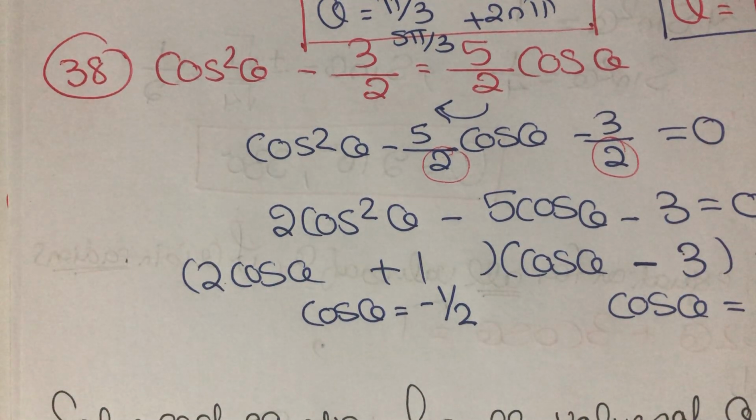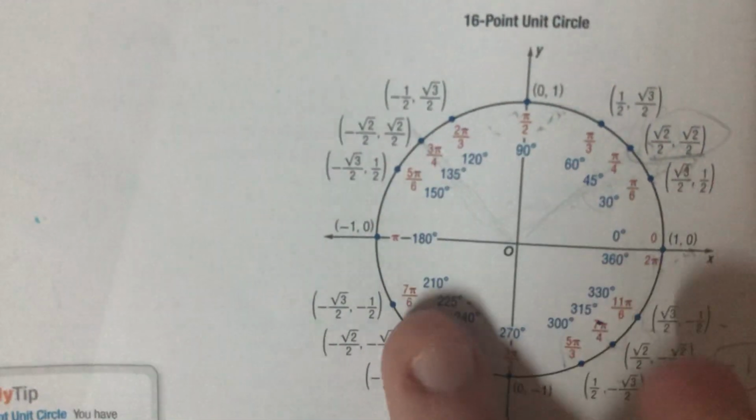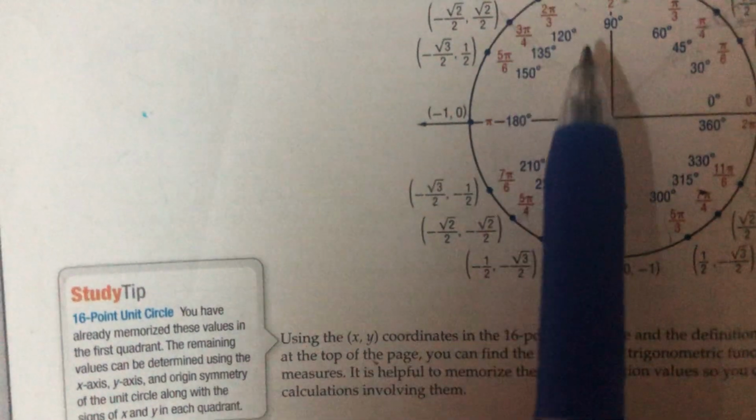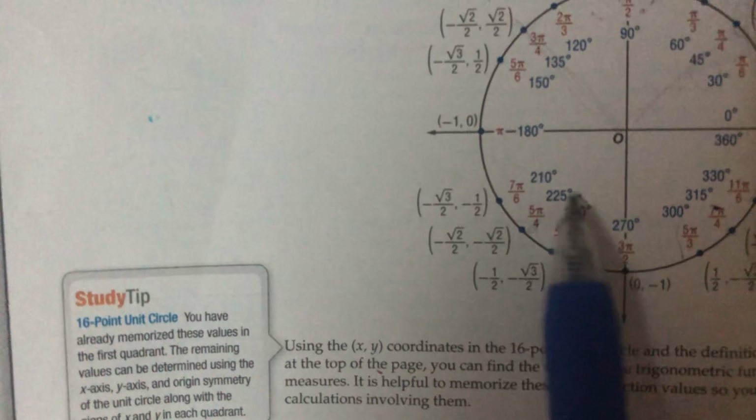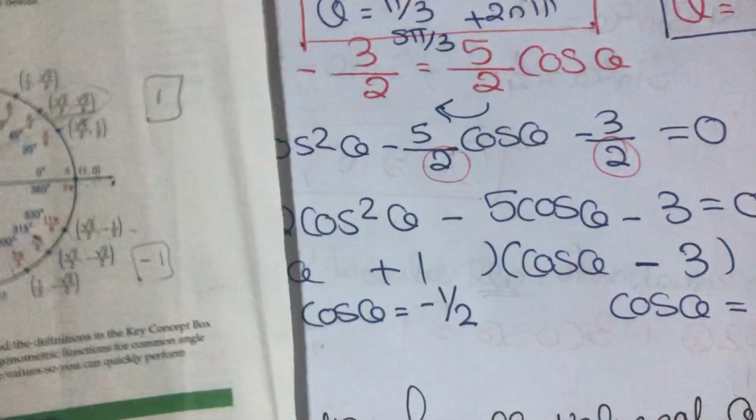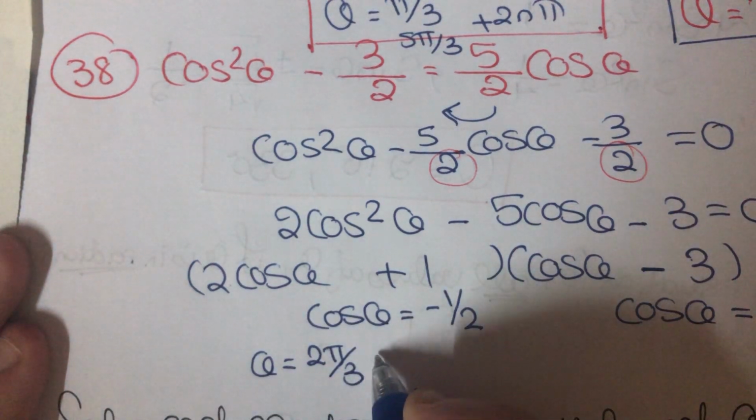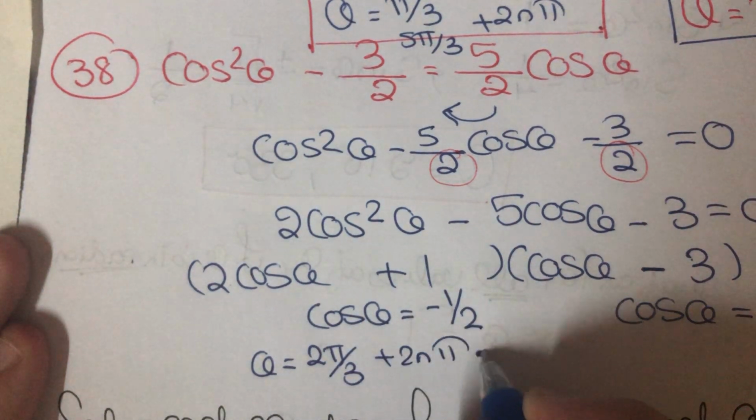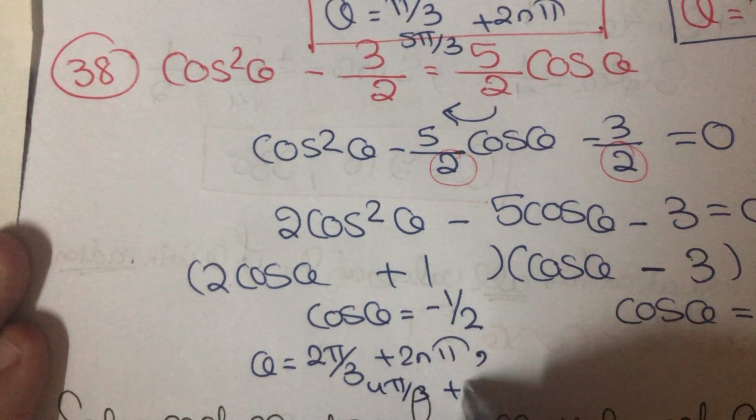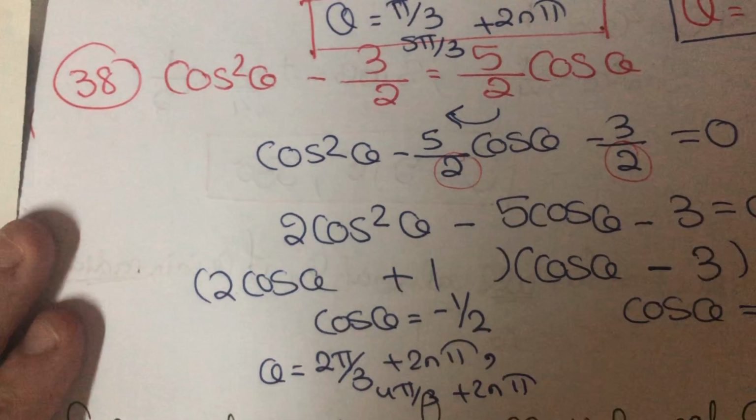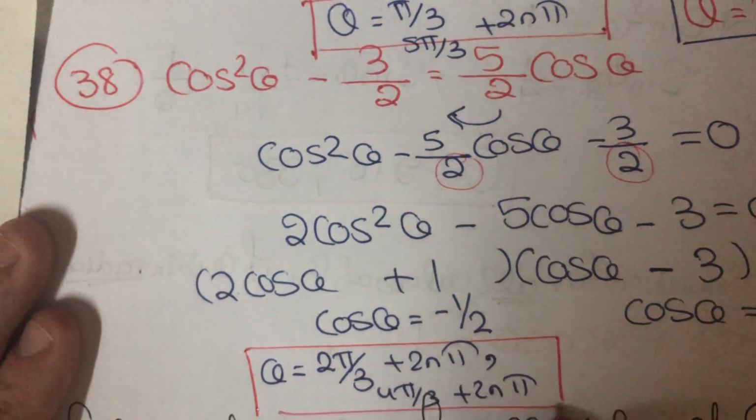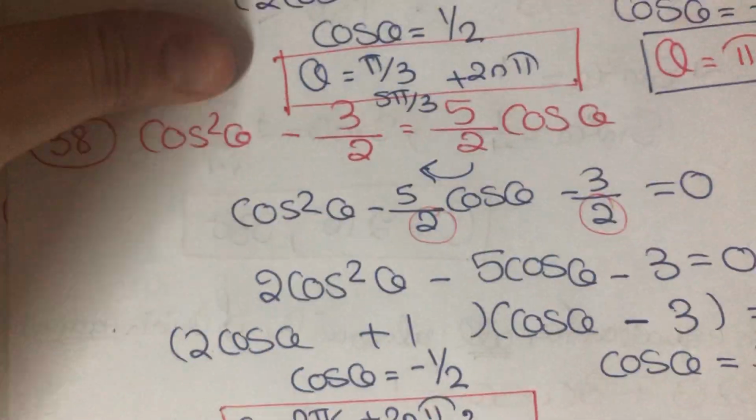When is cosine theta equal to negative half? Cosine is negative in quadrants 2 and 3, and we said cosine is negative half. Cosine is negative half here at 2 pi over 3 and here at 4 pi over 3. So theta equals 2 pi over 3 plus 2n pi, or 4 pi over 3 plus 2n pi. These are the two answers that you have for this question.